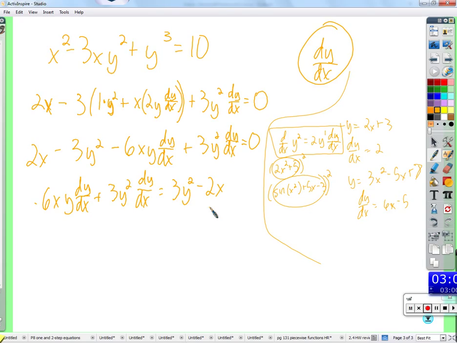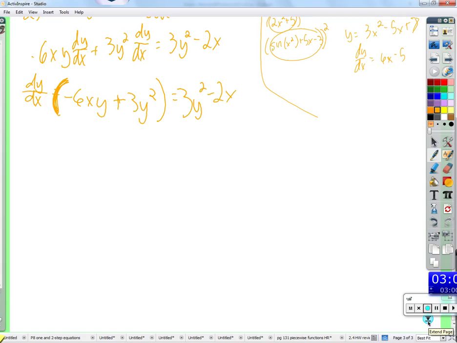How about now? Any ideas? Got any leads on what dy dx could be? What if we take out the dy dx from both terms? Dy dx times the stuff that's left, negative 6xy plus 3y squared, equals still 3y squared minus 2x. How far are we away from having dy dx by itself? One act of division away. I won't bore you by writing what I'm dividing by. I am dividing by this, right? Cancel that out.